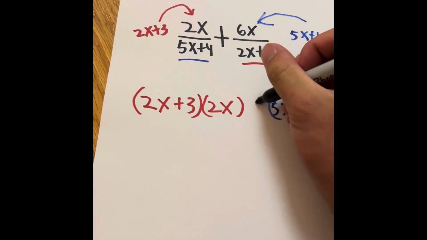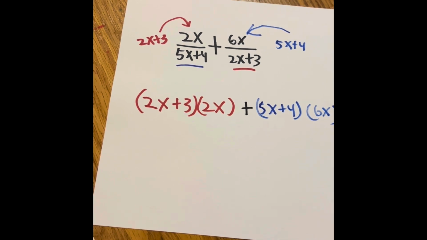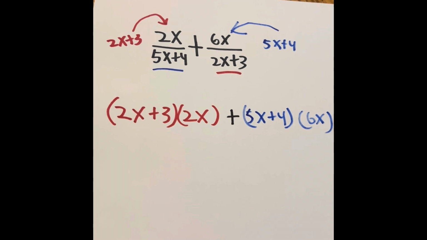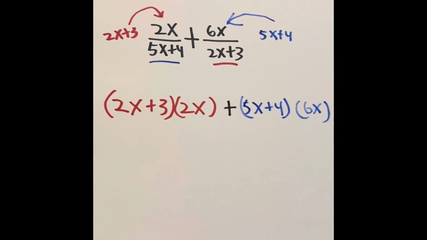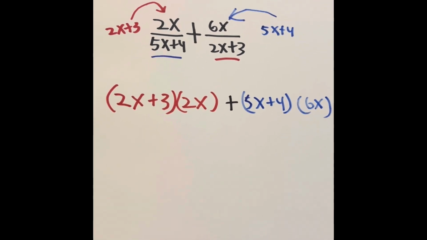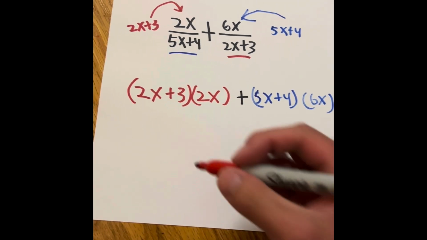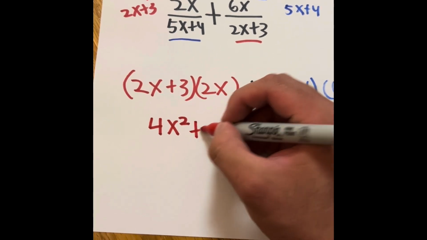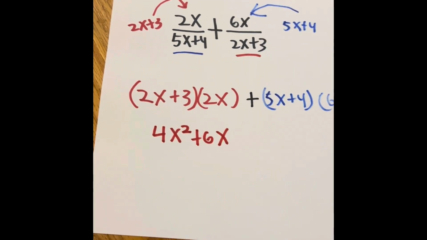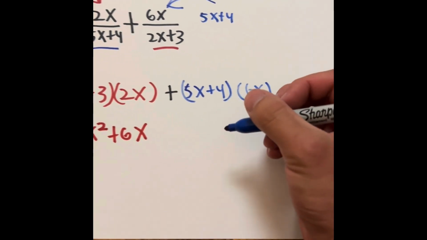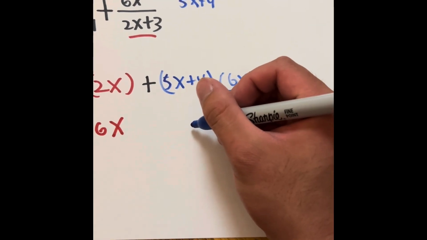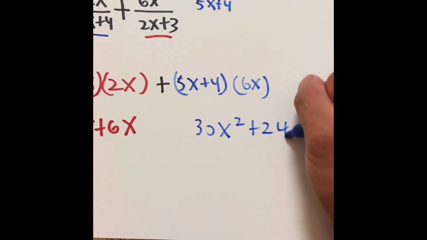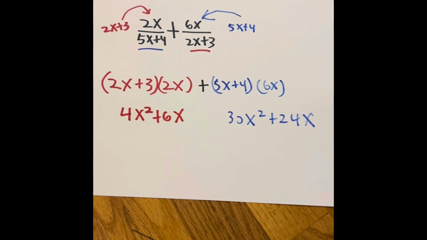So now we have to add the two. So now we know that this and this is going to cancel, but this is going to multiply with that. Here are going to be our new numbers. So for the red equation, we get 4x squared plus 6x when we multiply this and that. For the blue equation, we are going to get 30x squared plus 24x. Now we have to add them.